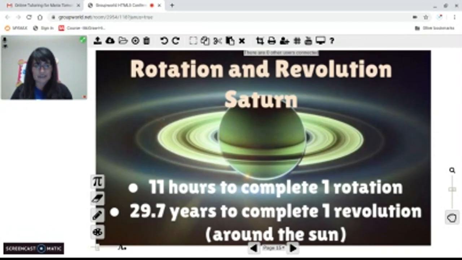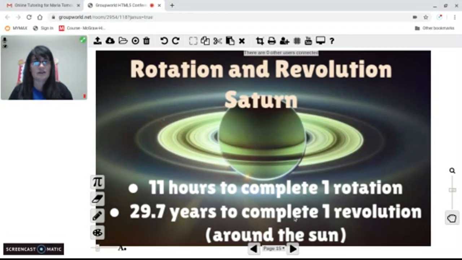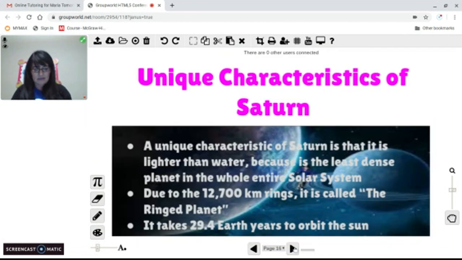Rotation and revolution. Write down rotation and revolution. How long does it take your planet to complete one rotation? Okay, 11 hours to complete one rotation. How about one revolution? 29.7 years to complete one revolution around the sun. So that is a very long time, but it's interesting and it's a fact.